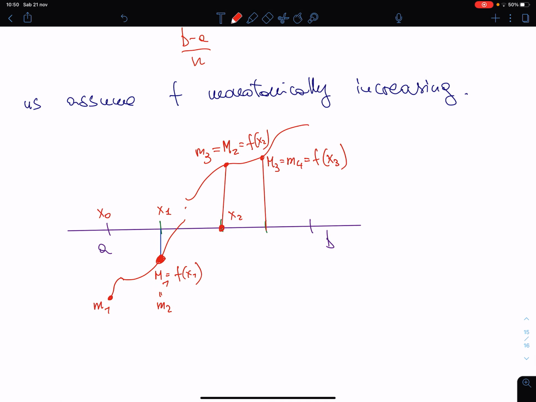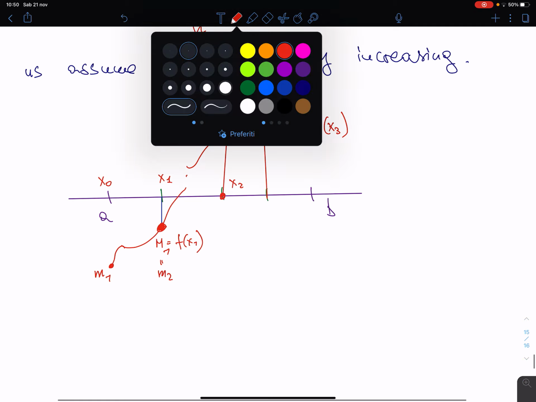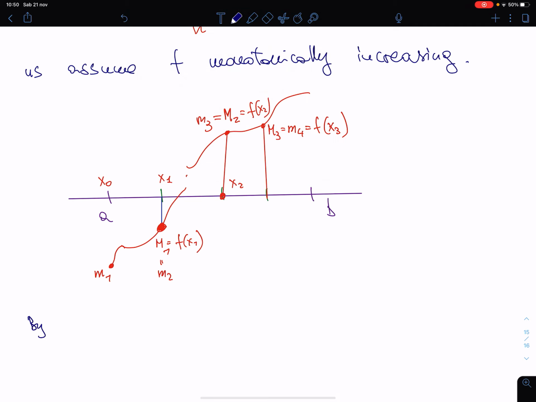The key is that by monotonicity, here we use the increasing monotonicity, we have that capital Mj is equal to small mj plus 1. If it is decreasing, it is the contrary. Capital Mj plus 1 is equal to small mj.